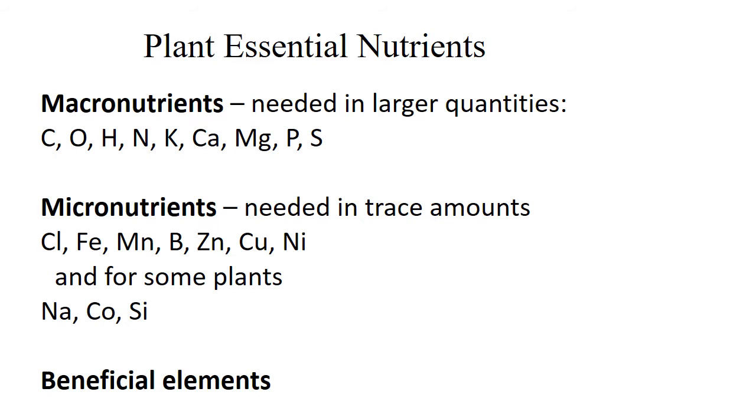And then there are micronutrients that some plants need while others don't. So things like sodium, cobalt and silicon. Beyond micronutrients, you have beneficial elements. So these are nutrients that aren't essential for any plants, but they might stimulate growth.